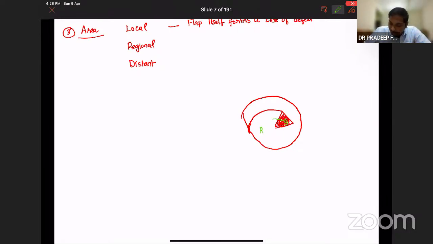This is called a rotation flap. So this area will be approximated by the skin that has been brought from this area to this area by making an arc of rotation here. So here the flap itself forms a side of the defect. That is, the flap is very adjacent to the defect. That is a local flap.